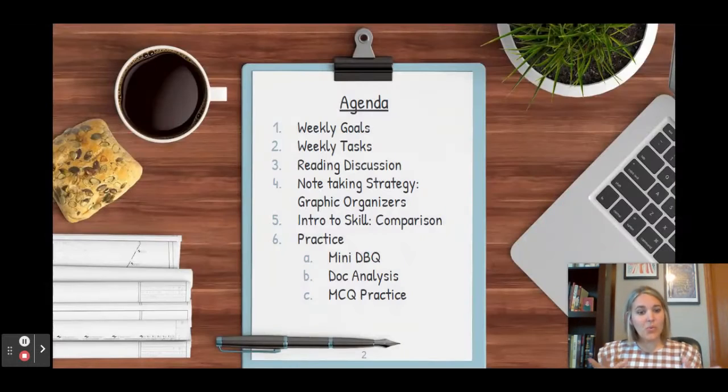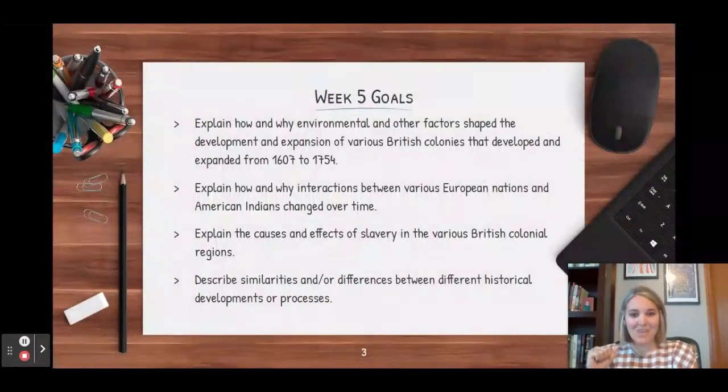We are going to go through what the group meeting will discuss. So goals, tasks, discussion, note-taking strategy, and then the highlight this week is going to be introducing the skill of comparison and then practicing. So our week 5 goals are the same as last week.